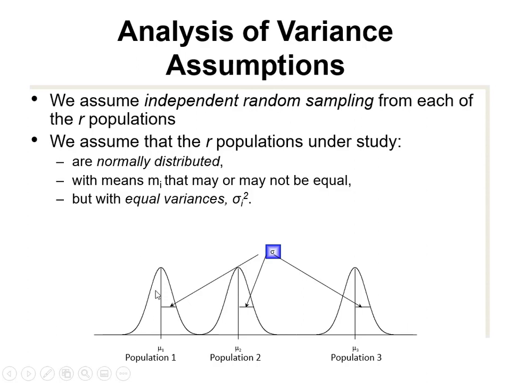Normally distributed is a symmetric distribution where mean, median, and mode are equal, which means that they may or may not be equal, but with equal variances. So now you can see this population, this sample which we have collected, this population standard deviation, this population standard deviation, and this population standard deviation are the same, meaning the dispersions are the same.